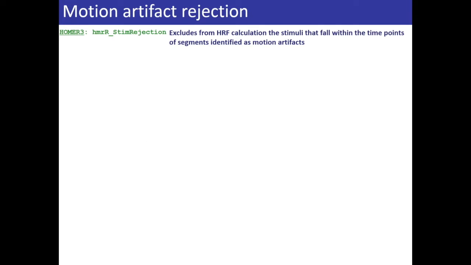We have a function in Homer 3 for stimulus rejection. It's hmrR_StimRejection, which you see here in green. And it has a user input parameter tRange, which defines the time range within which, if there is a motion artifact, the stimulus will be rejected.